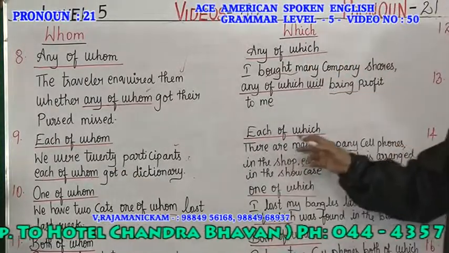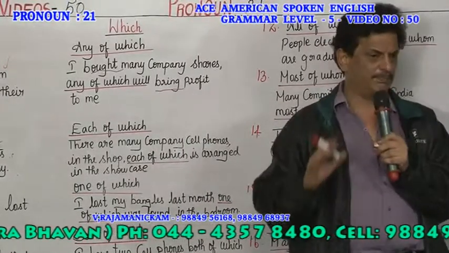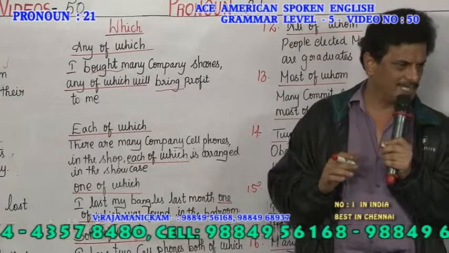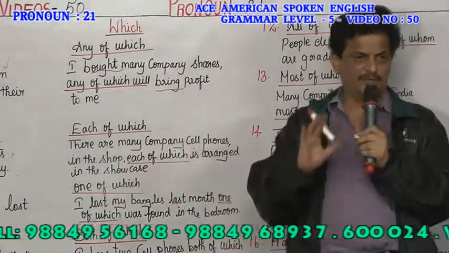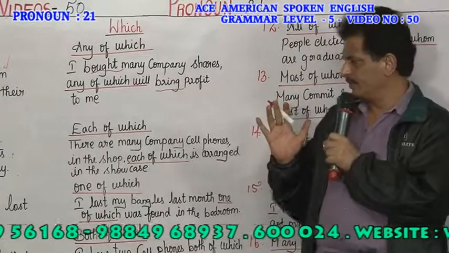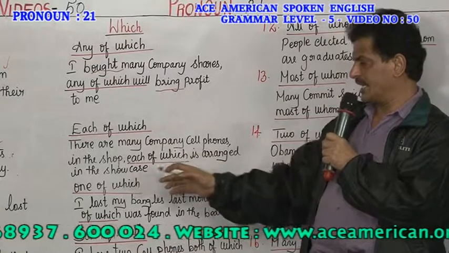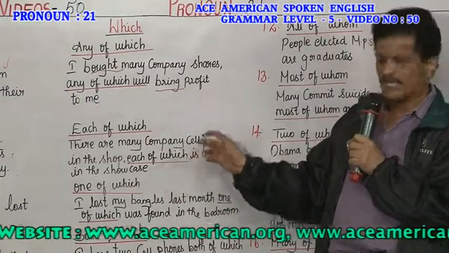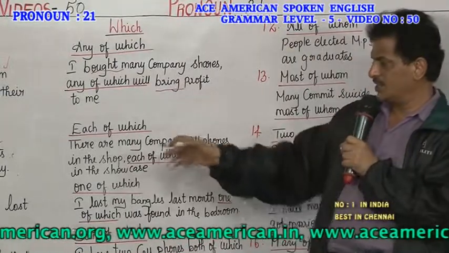Now coming here, each of which. There are many company cell phones, isn't it? Samsung is there, then Nokia is there. There are many company cell phones in the shop. It is a full sentence. There are many company cell phones in the shop, each of which is arranged in the showcase. Each of which means what? This which stands for what? The cell phones.